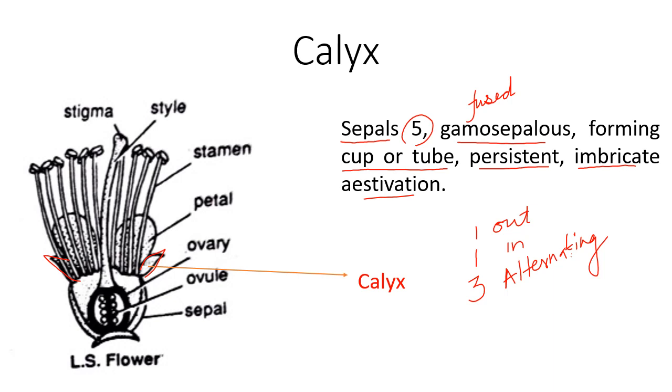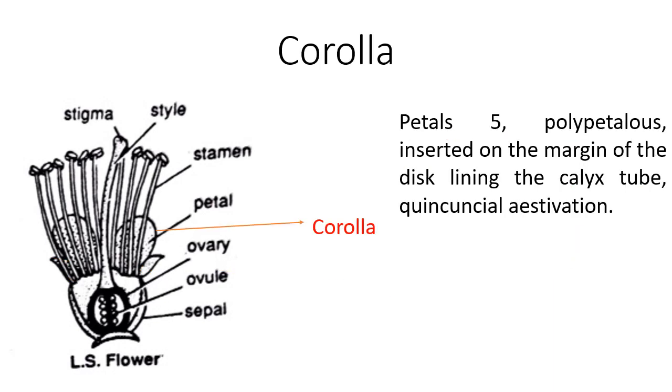And such type of estivation is called as imbricate estivation. Now let us see about corolla. So member of corolla is called as petals, and which are 5 in number. Here you can see this is one, this is another, and as this is LS of the flower, rest of the petals are actually cut in the section, and that is why we cannot see them.